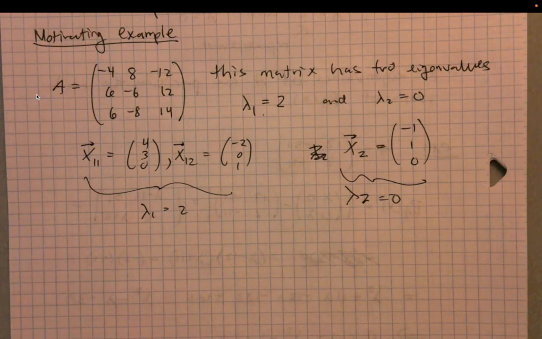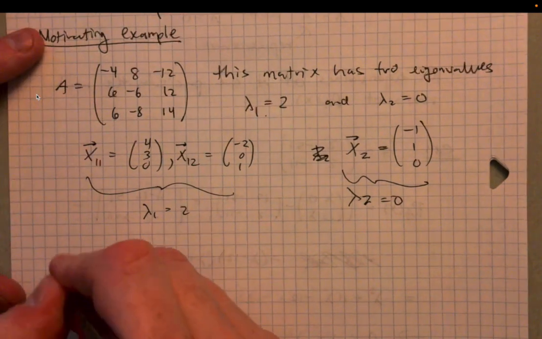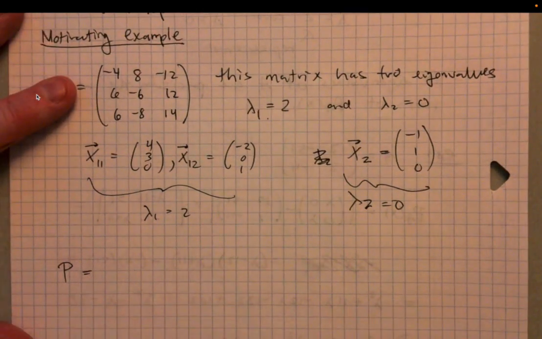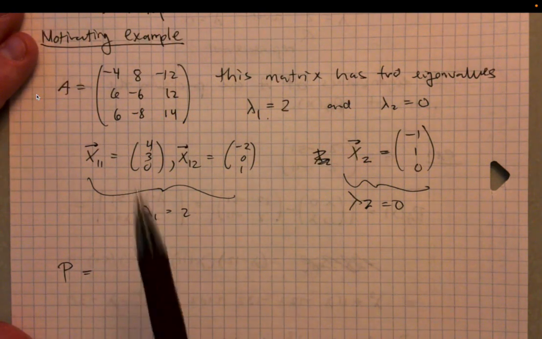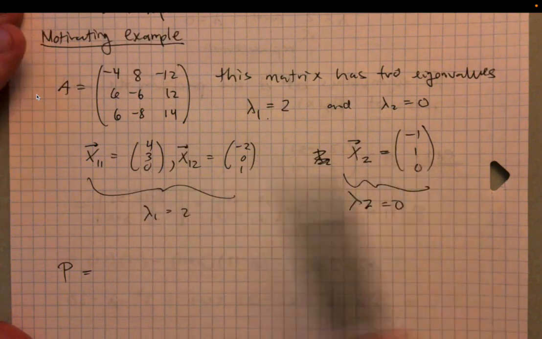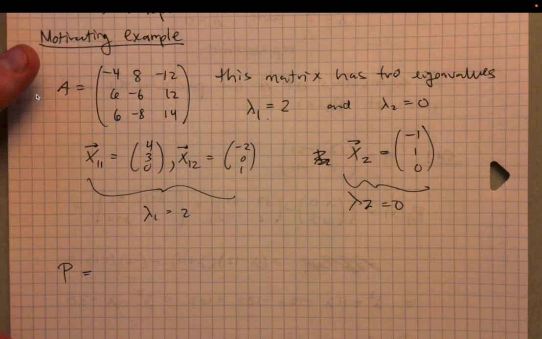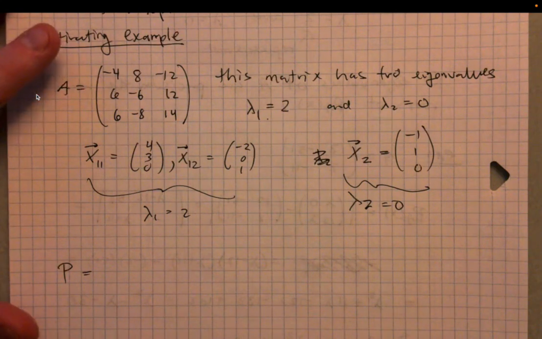Okay, and so what we're going to do is build a matrix P. The columns of P are going to consist of the eigenvectors that we have discovered. Now, every eigenvalue will have at least one eigenvector. In the case of λ1 equals 2, it's going to have two eigenvectors, but every eigenvalue needs to have at least one eigenvector in this matrix P.